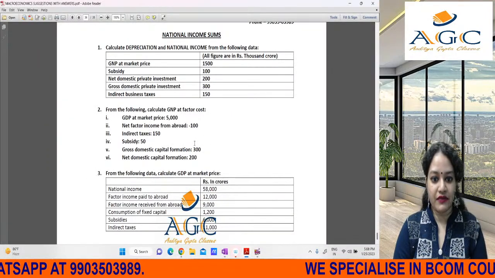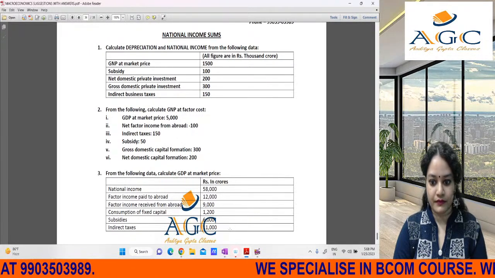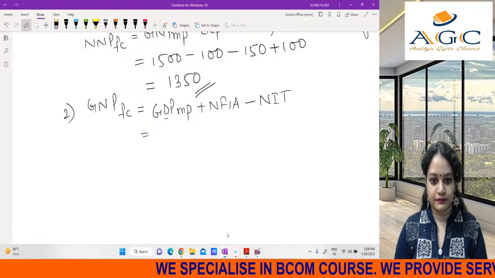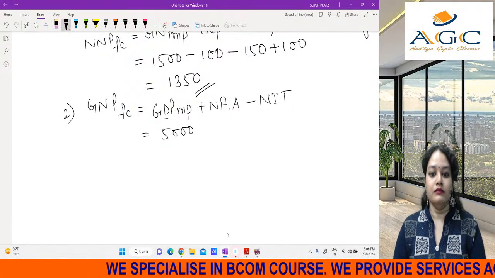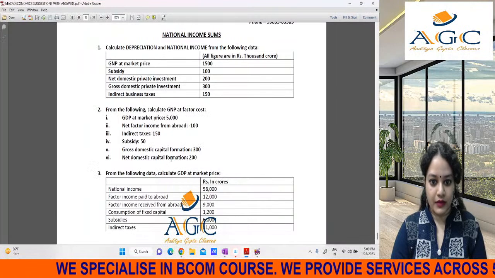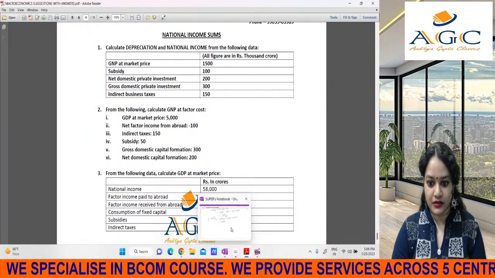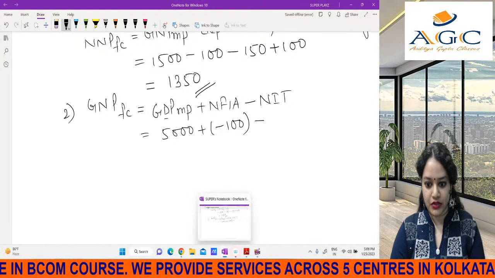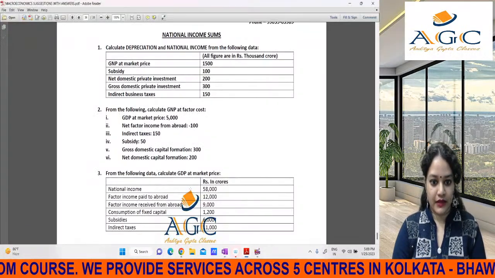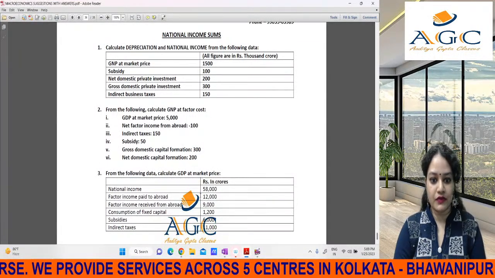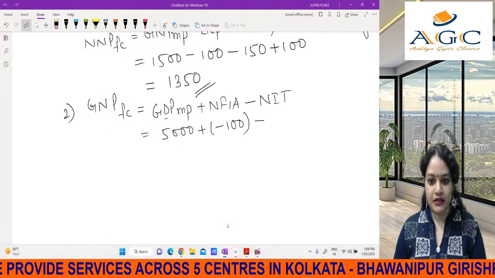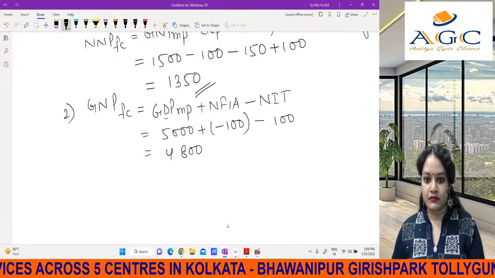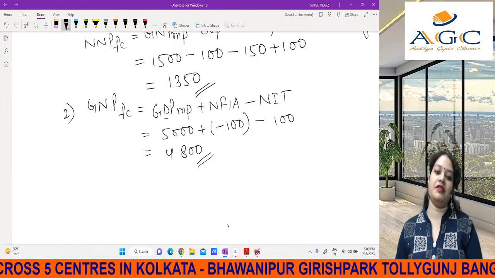Okay. So GDP MP is 5000. Plus your NFIA is minus 100. There's a minus sign there. Plus minus 100. And what's your NIT's value? NIT is not given directly. So minus 150 plus 50, that gives you minus 100, minus 100. So that gives you 4800.